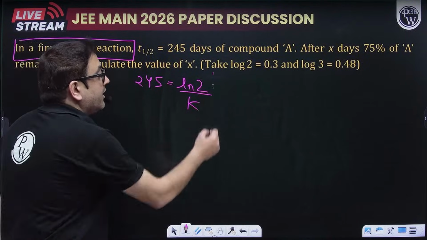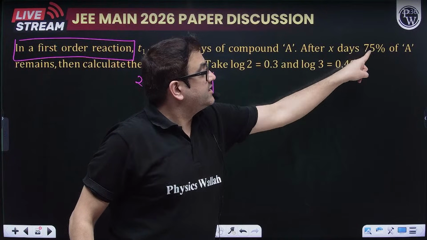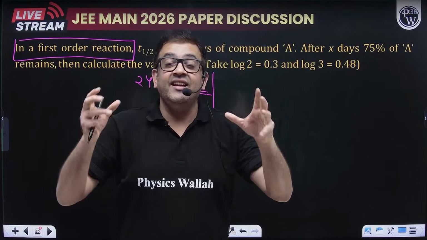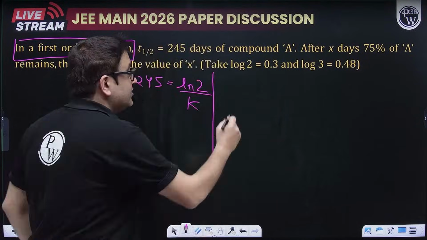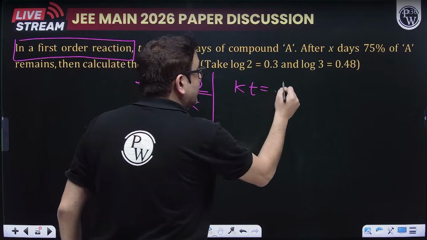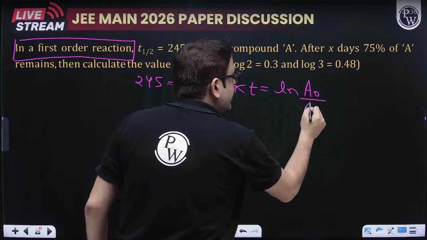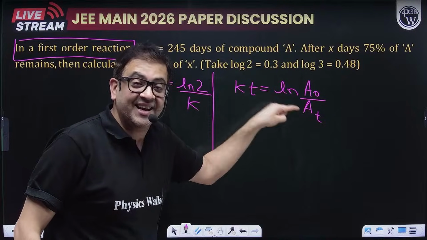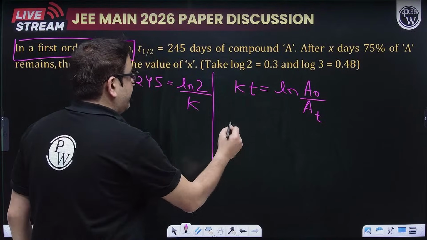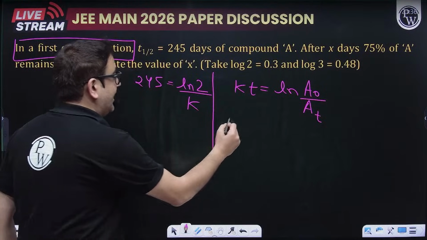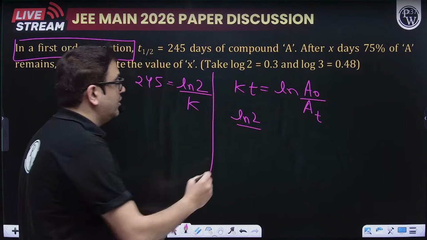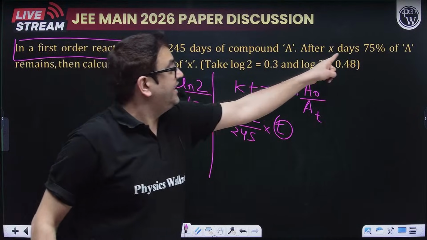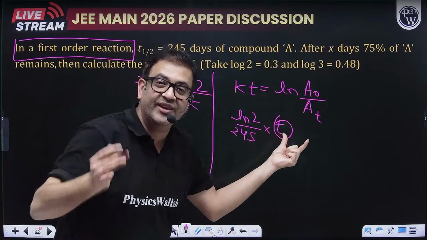Now question is telling you after X days 75% of A remains. So when A is reacted, 75 is still there. So use the formula. So we know Kt is equal to ln of initial concentration upon concentration of reactant remaining at time t. So K, we already know, K is ln 2 upon 245 into t, this time, how many days? Because t half is in days, so you will get your t in days.